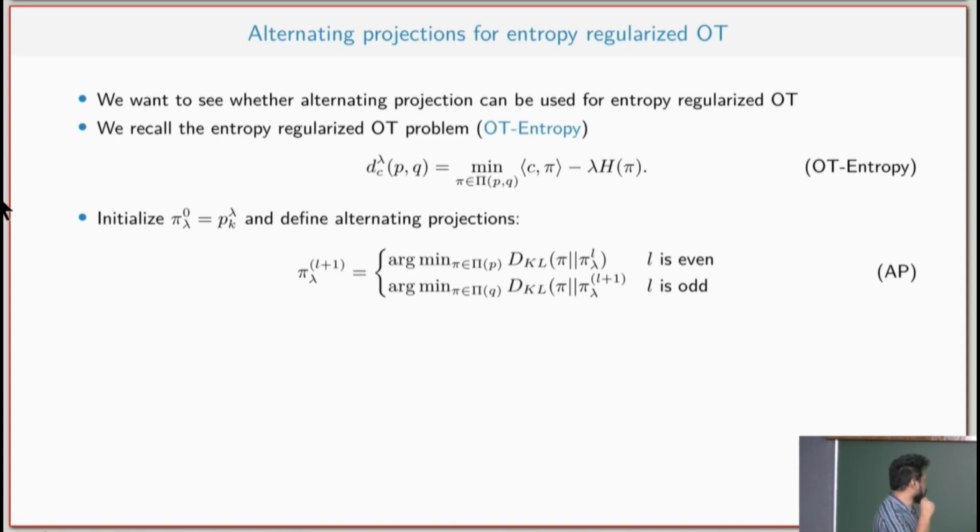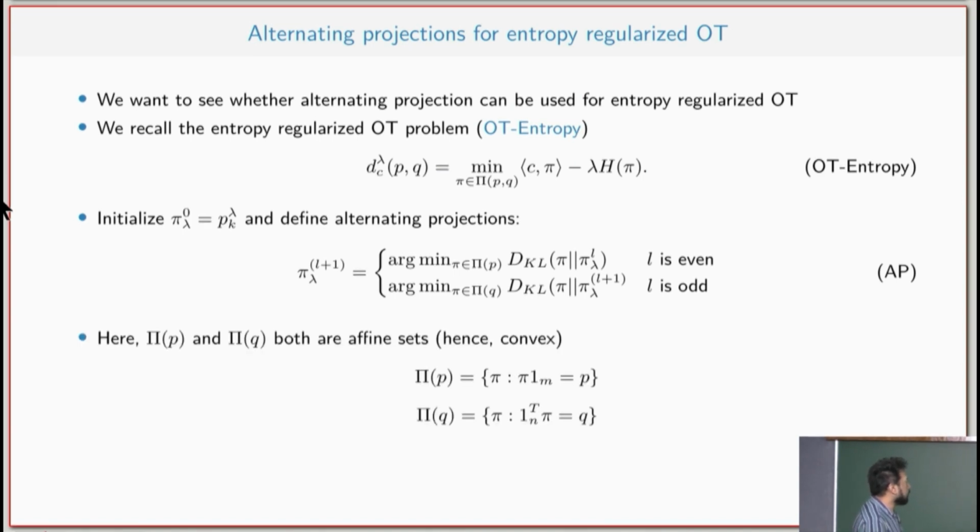Basically the KL is measuring the distributions pi and pi lambda L. Obviously these sets are the ones with marginals P and Q, and these are the ones which we are alternating. So you can start with one of the pi in any of these, P and Q, and then you keep projecting.